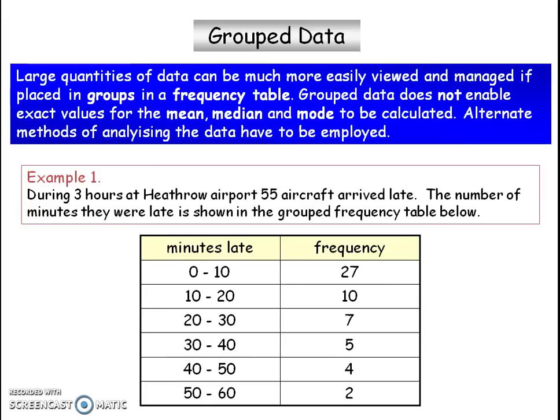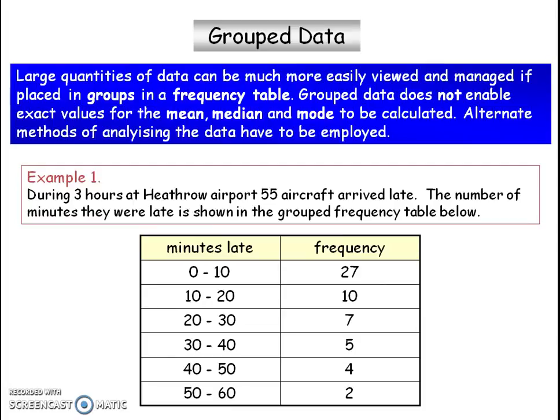So what are the methods? Let us go for that. Let us take an example. If we have 55 aircraft arriving late within 3 hours of duration at a particular Heathrow airport, then the number of minutes they were late is already given to us, and we need to analyze the data. We need to find out the mean, median and mode for this particular data set.